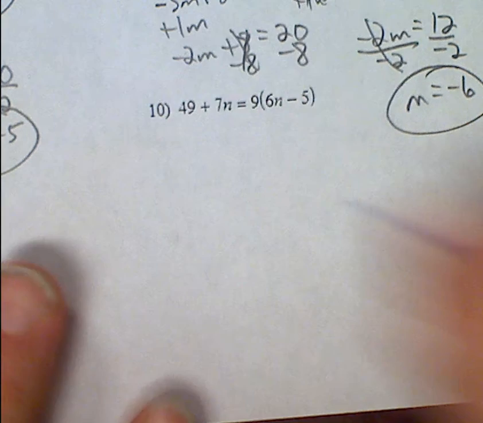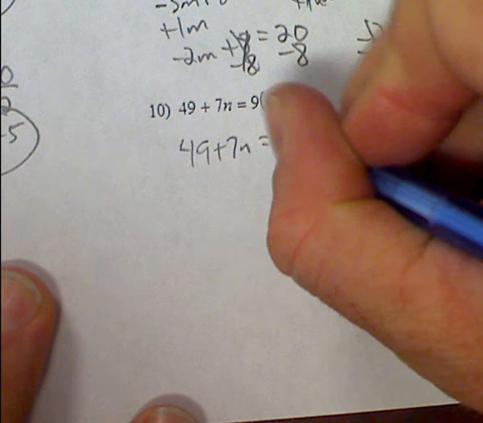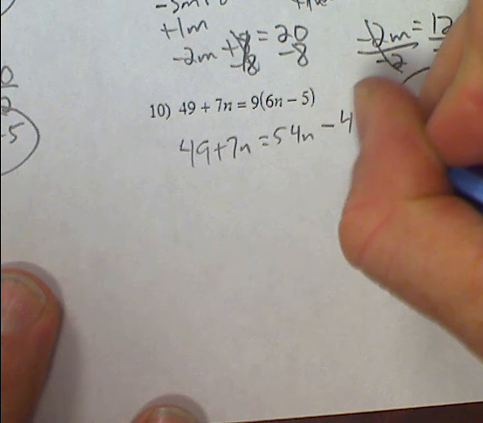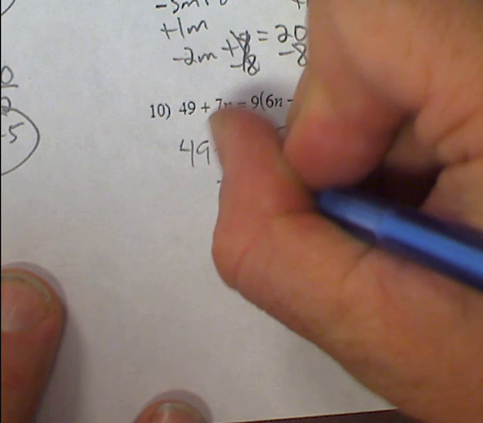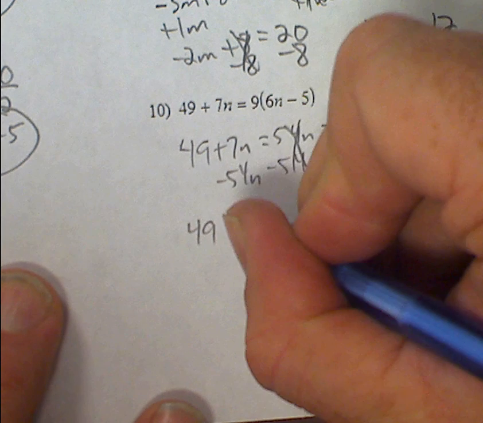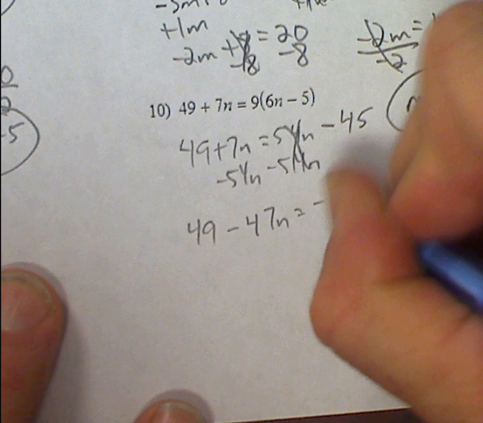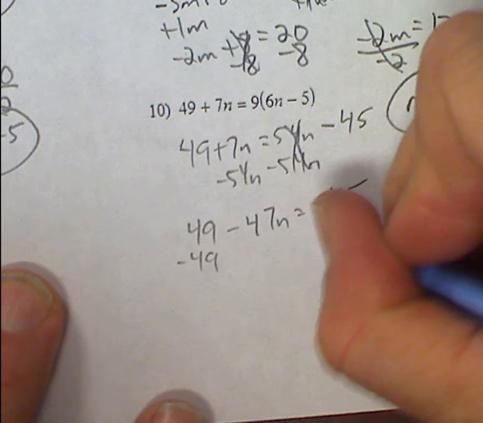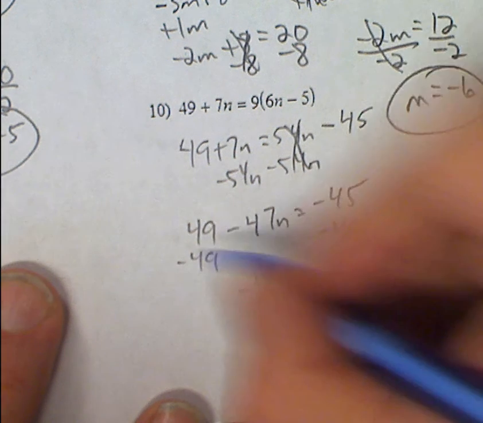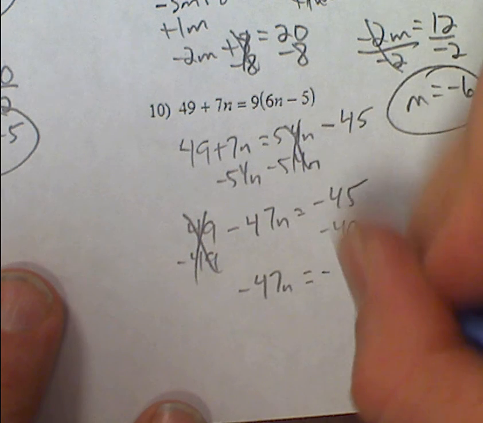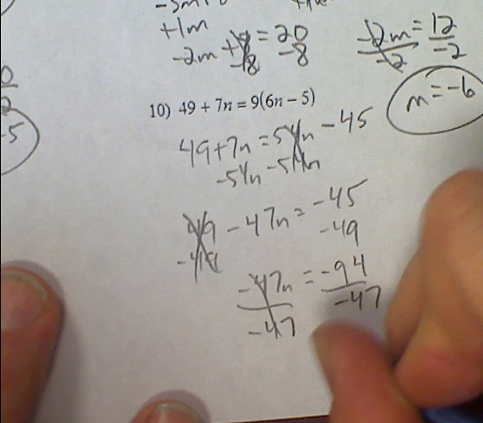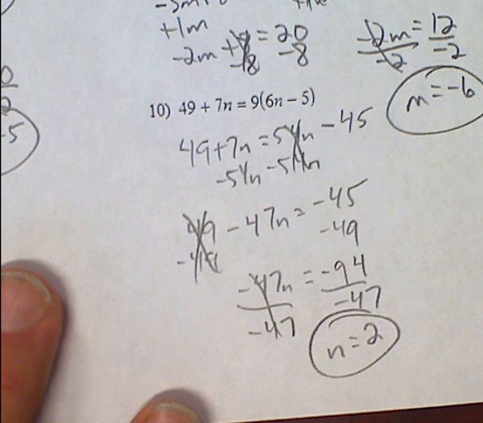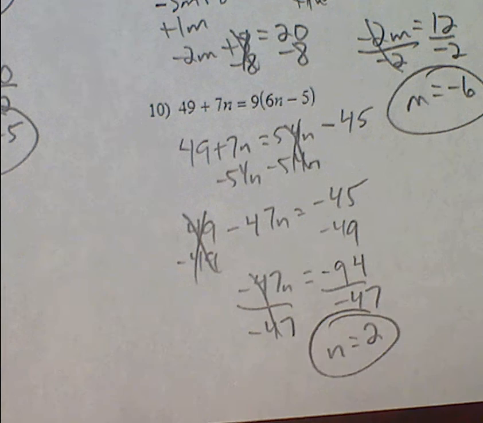Last problem, number 10. Go ahead and pause the video and try. We have 49 plus 7n equals 54n minus 45. Bring the 54n over. 49 minus 47n equals negative 45. Minus 49 minus 49. Negative 47n equals negative 94. Divide by negative 47. N equals positive 2. The larger value, two negatives make a positive. And we are done.